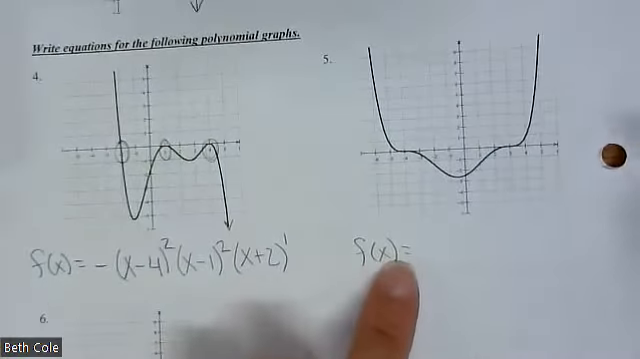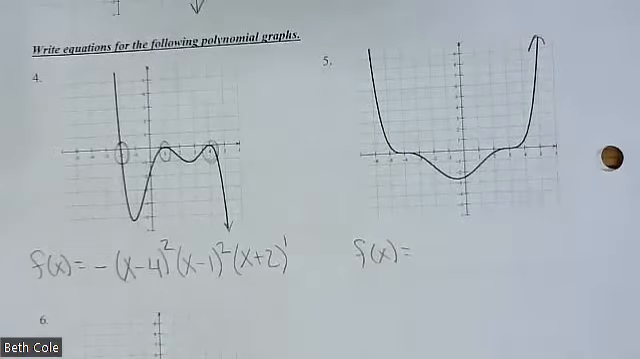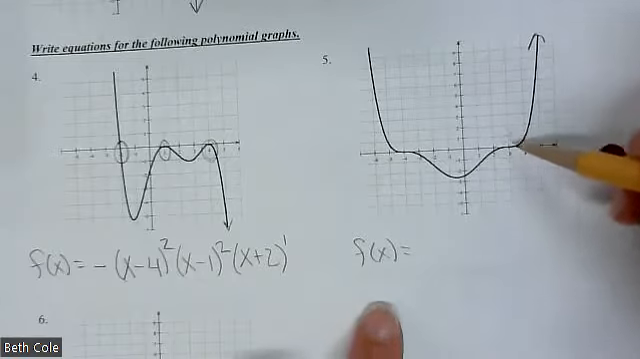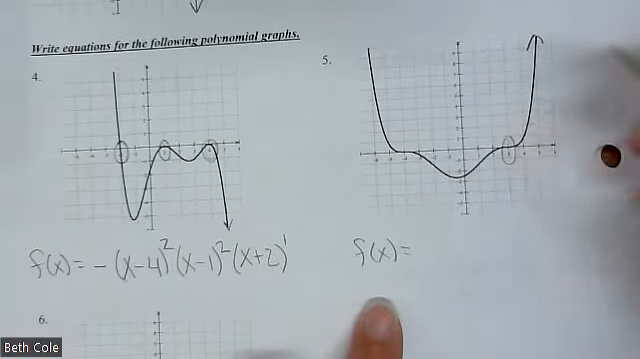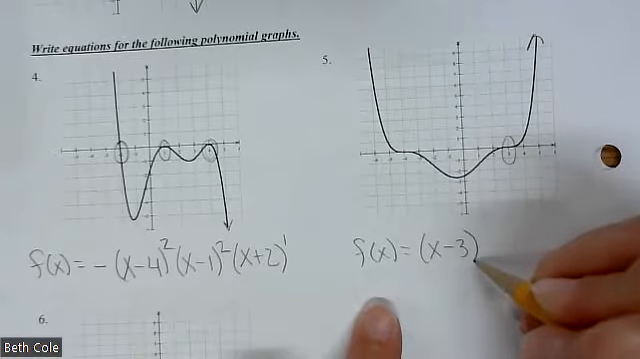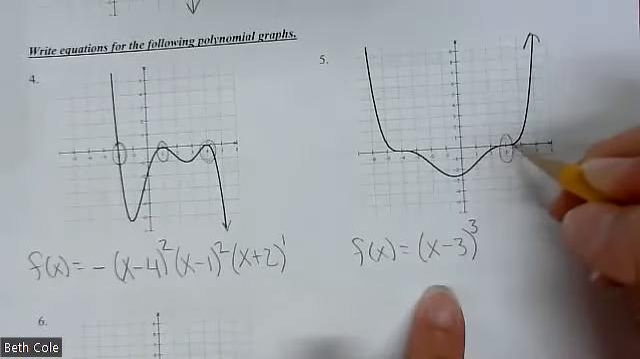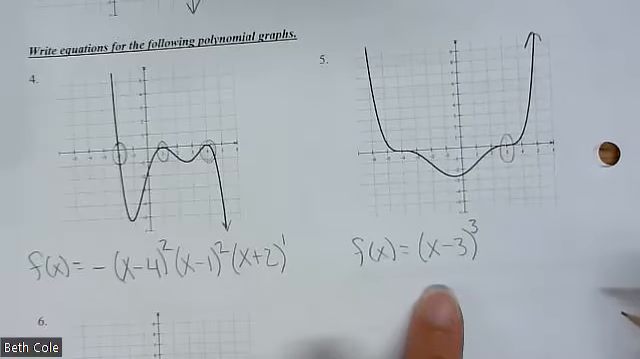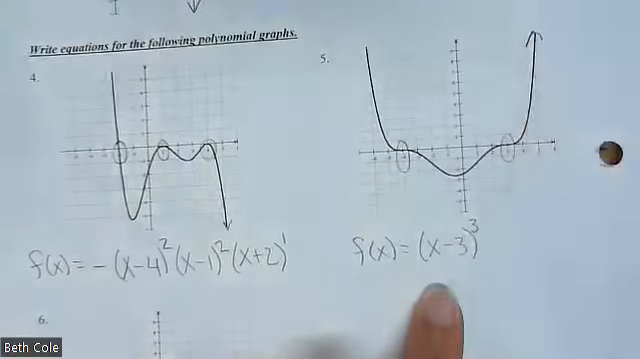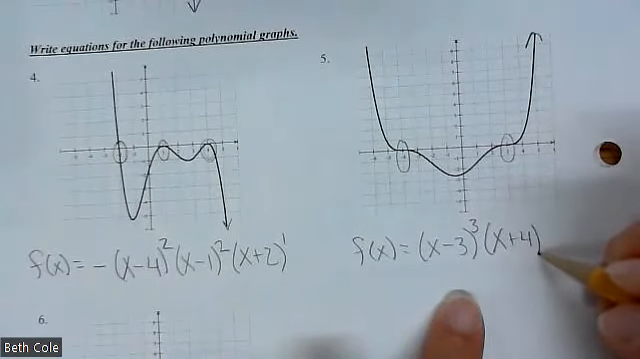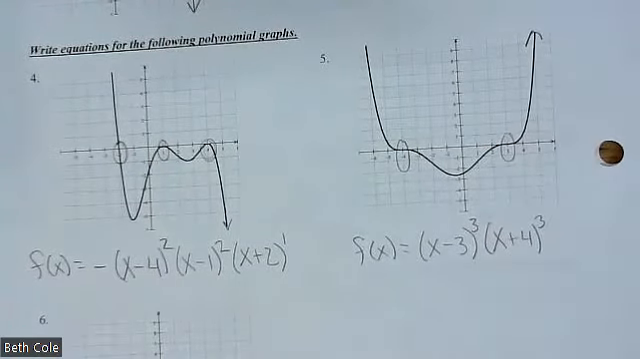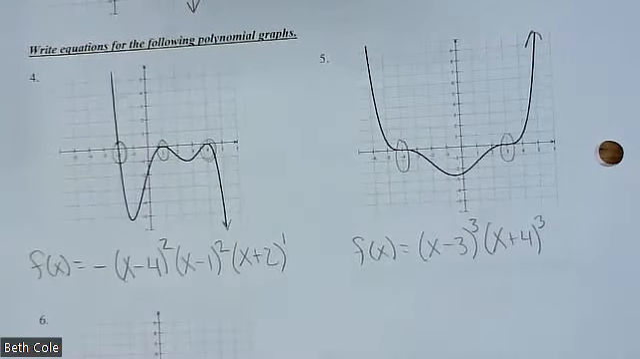All right. Do we need a negative in this one? No. You don't have to put a plus. Just don't put anything. Okay. So where's our first x-intercept? 3. So I'm going to put x minus 3. Good. Cubed because it's like wiggly. Wiggle. And then the other one's at negative 4. So I'm going to put x plus 4. And then, yeah, cubed. Oh, this is like one of my favorite lessons. I love this. And it's just 1, 2, 3. Like it's just pattern finding.